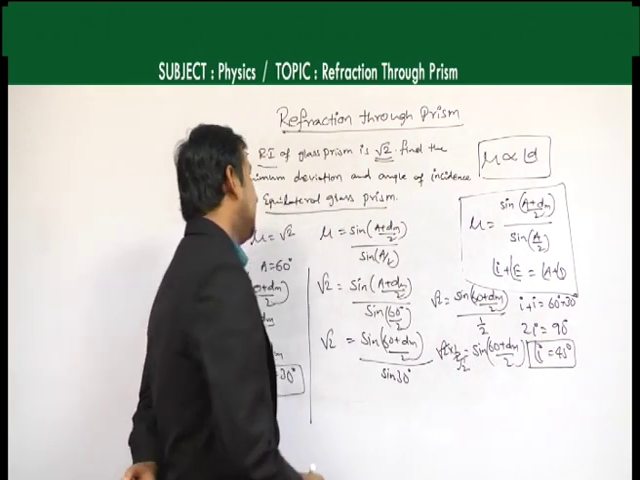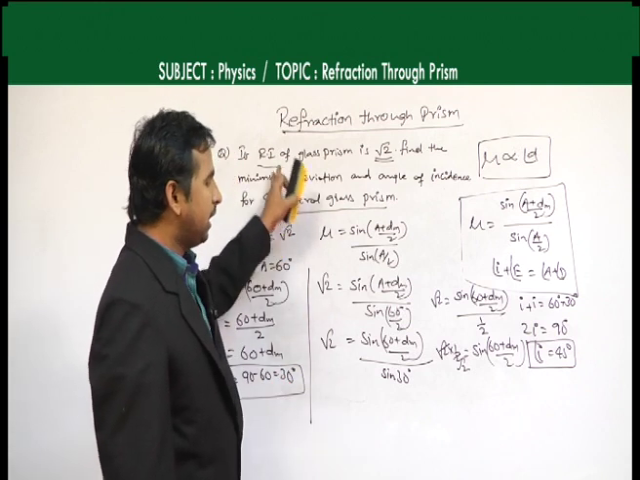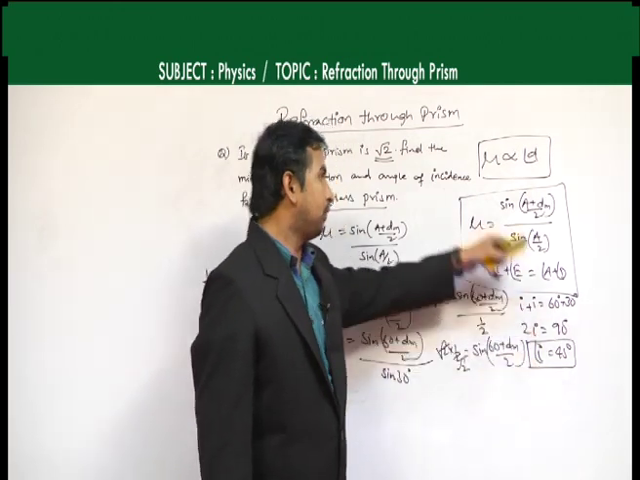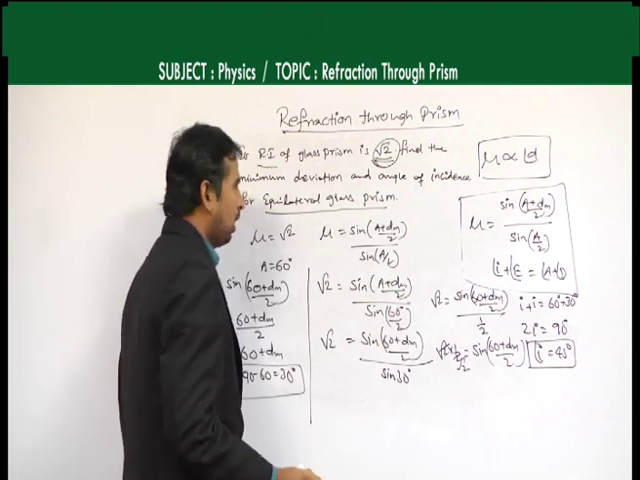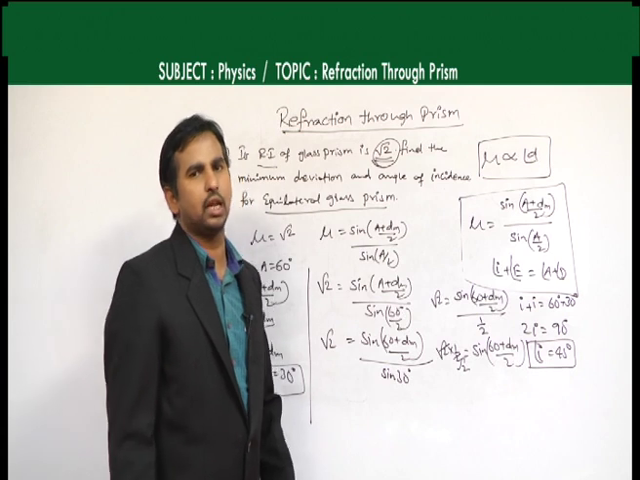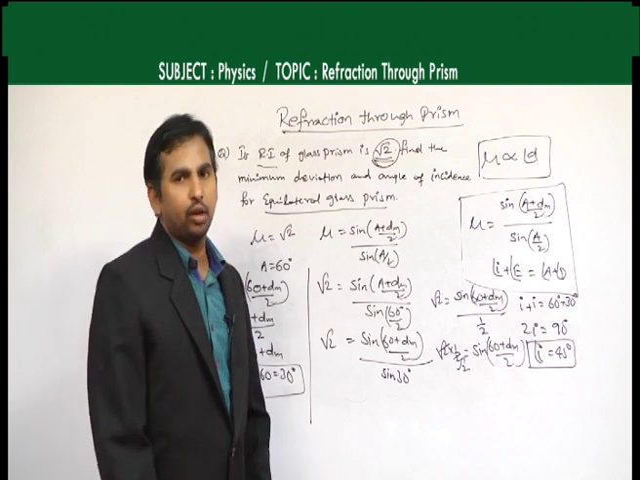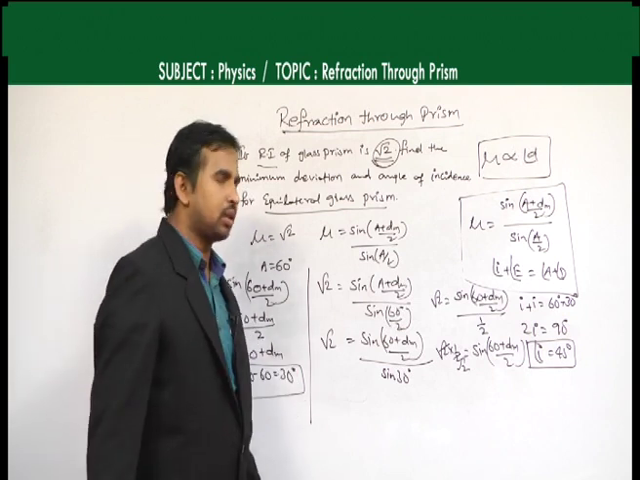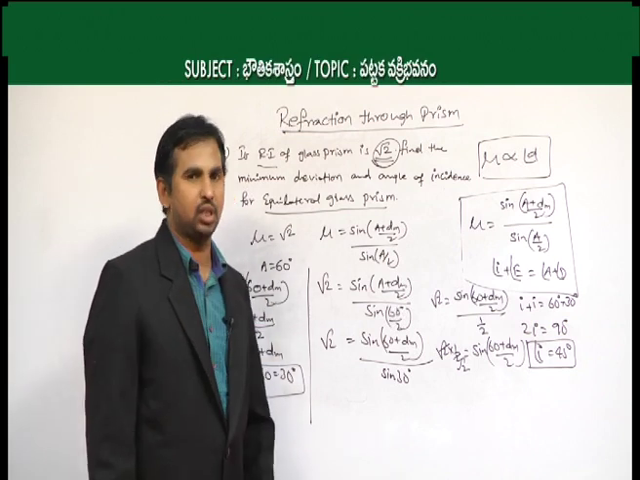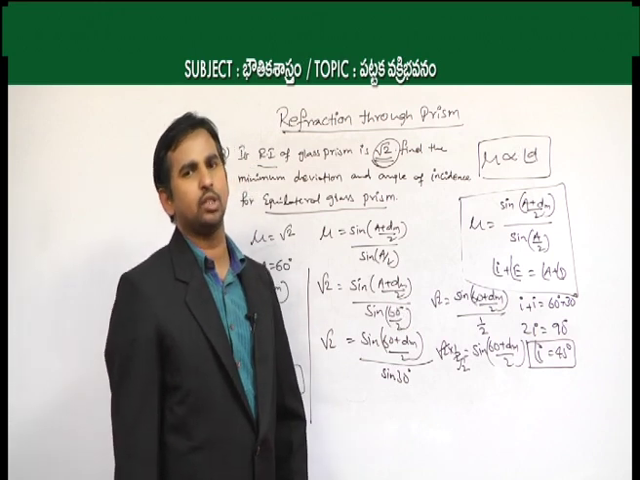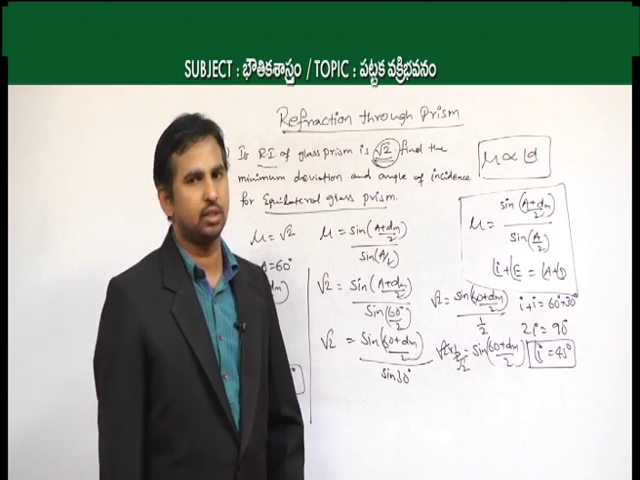So finally we got the angle of minimum deviation as 30 degrees, whereas the angle of incidence becomes 45 degrees for the given equilateral glass prism, which has a refractive index of √2. Like this, once you know the refractive index of the glass prism, we can find the angle of minimum deviation and also the angle of incidence. And if the same question asks for the angle of emergence, we can also find it, because in the case of minimum deviation the angle of incidence and angle of emergence are both equal.